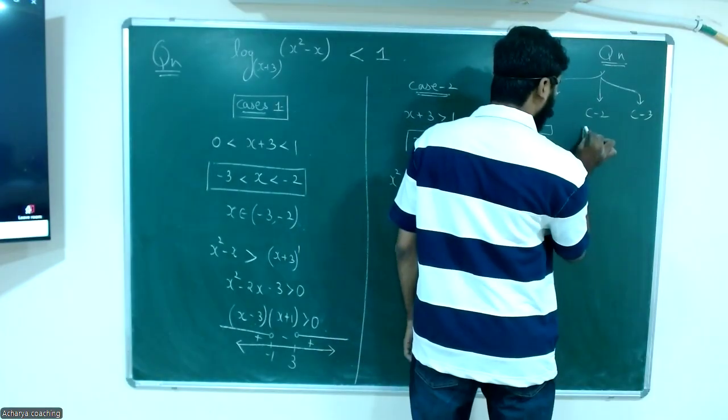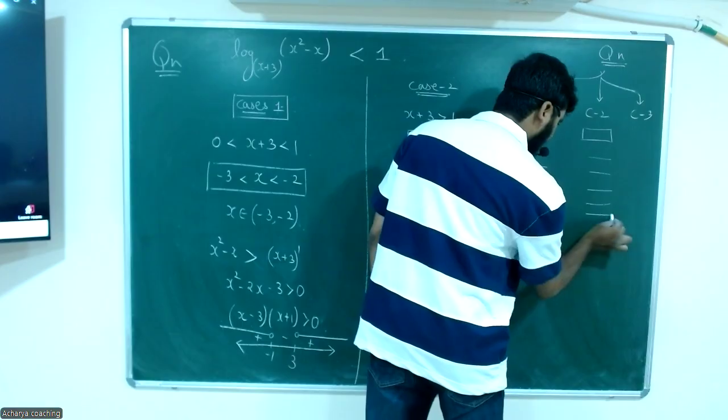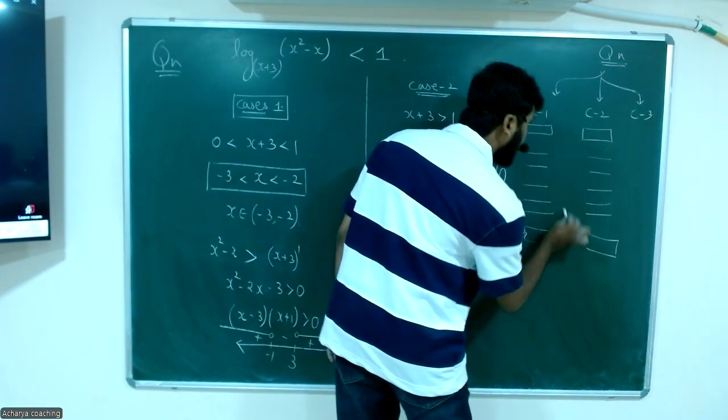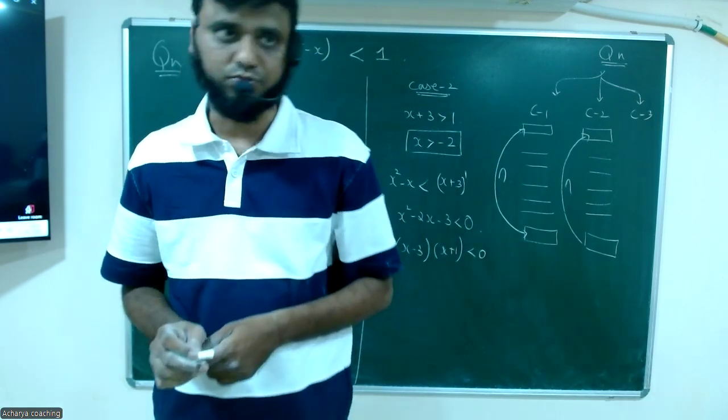And case 2 also, we started with some condition. So we have solved, and finally we got some answer. This answer, we have to take intersection with the initial condition, whatever we have started for case 2. Clear?